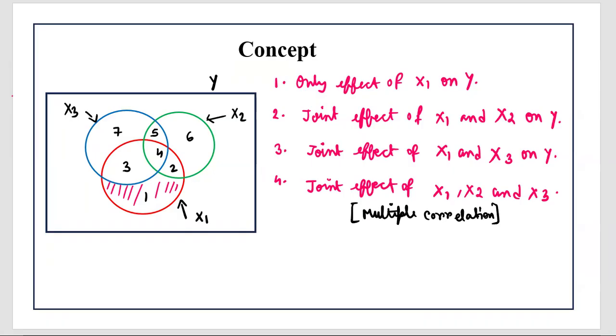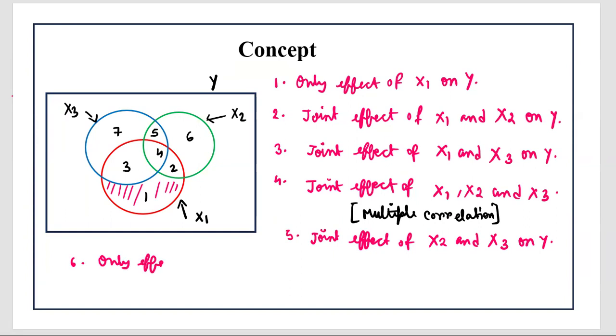Then look at area number 5. What will be area number 5? If you see, this is the joint effect of x2 and x3 on y. Then you have area number 6, that will be only the effect of x2. And finally, you have area number 7, that will be only the effect of x3, right? Only the effect of x3.